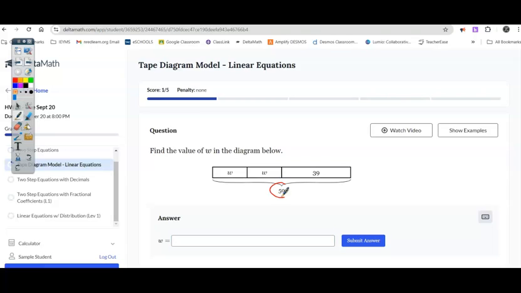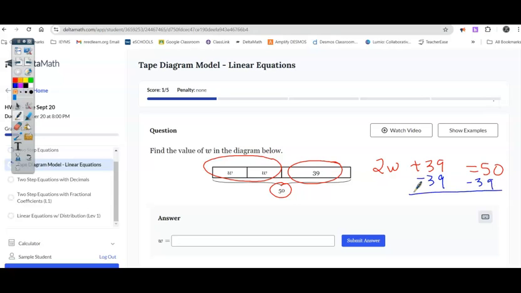Again, my sum is 50, that's my answer, and my tape diagram has 2 W's and an additional 39. Now we simply clear the constant. And next we're going to rewrite. 2w's is equal to 11. And then here we're going to divide.